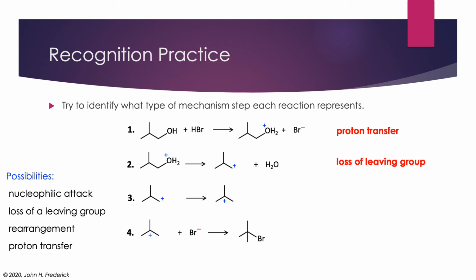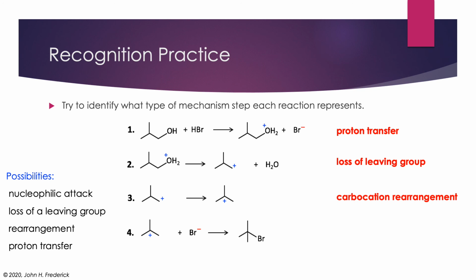Okay, and the third step, what do I see there? Well, I see 2 very similar looking species, but the main difference is that the positive charge is on an outer carbon atom in the reactant species, and it's on the central carbon atom in the resulting species. So what has happened here is a carbocation rearrangement, and we've gone from a primary carbocation on the left to a tertiary carbocation on the right.